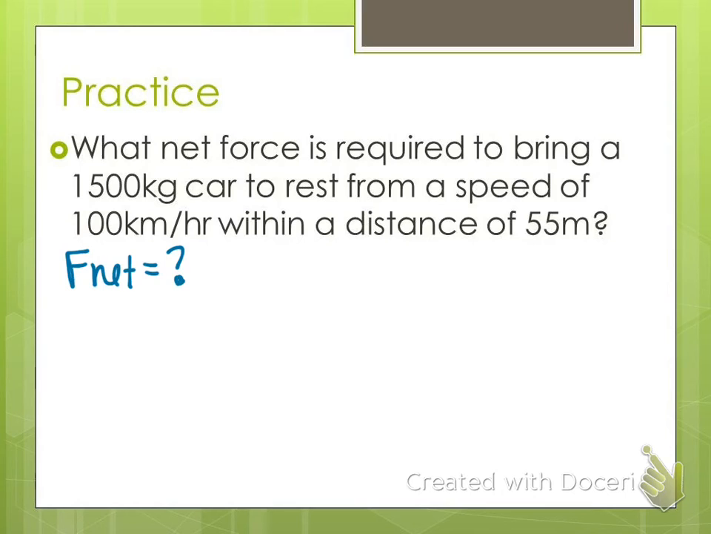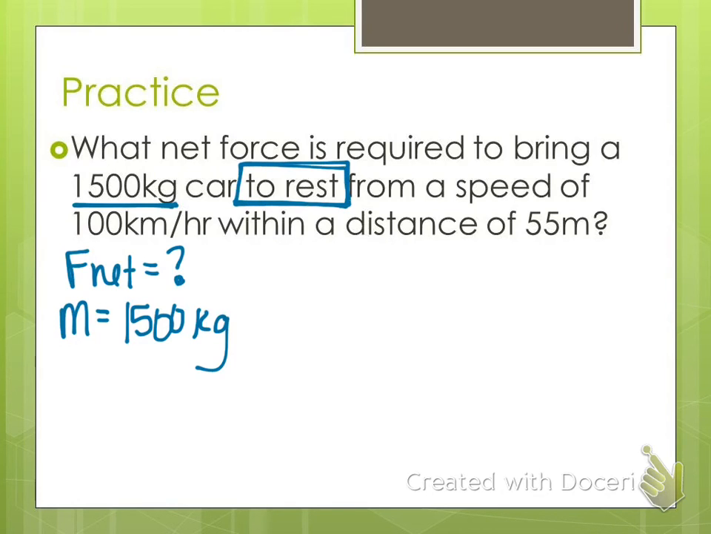All right, what other variables are given to us here in our problem? What's this 1,500 kilograms tell us? Mass. Yeah, in kilograms, right? So 1,500 kilograms is our mass. We need to bring it to rest. So it needs to come to rest. What kinematics variable does that tell us? Velocity final. V sub F is 0.